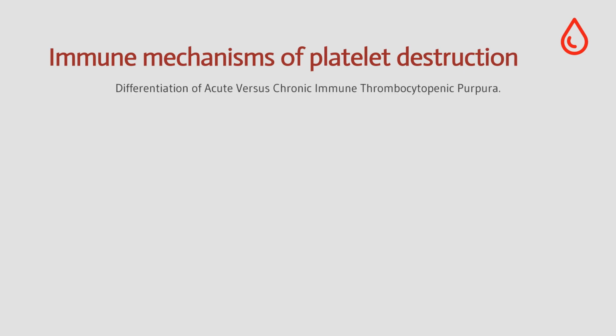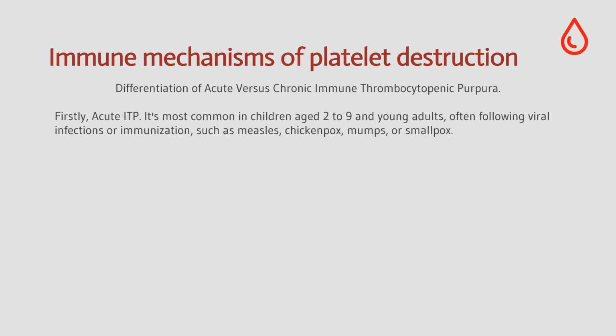Let's unravel the distinctions between acute and chronic immune thrombocytopenic purpura, commonly known as ITP. Understanding these differences is crucial for effective management. Firstly, acute ITP. It's most common in children aged 2 to 9 and young adults, often following viral infections or immunization, such as measles, chickenpox, mumps, or smallpox.